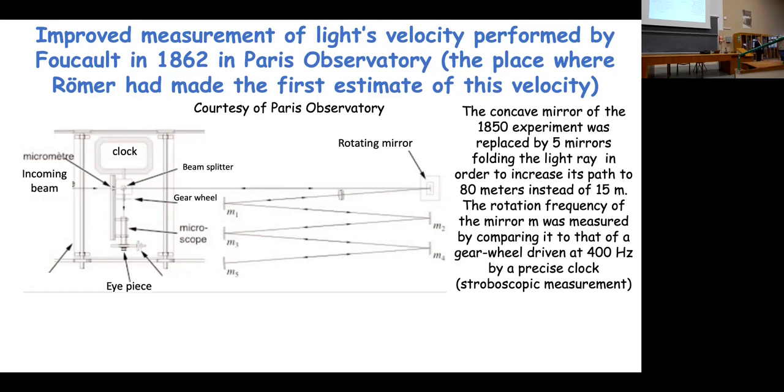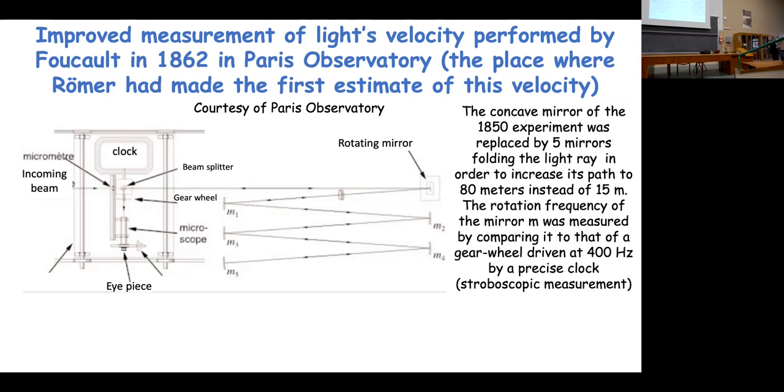And in order to win precision, you need to have a longer path. And of course, he cannot have a longer path in his lab. So he went to the Paris Observatory, the place where Römer had made his observation. He used a big room. And in this big room, he placed many mirrors, something like 7 or 8 mirrors. So the light which was going from the rotating mirror was sent on this path, making a path of about 80 meters before coming back.